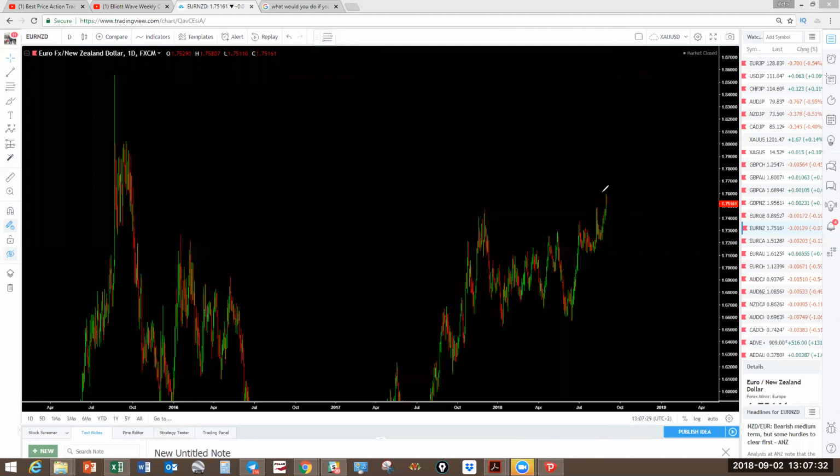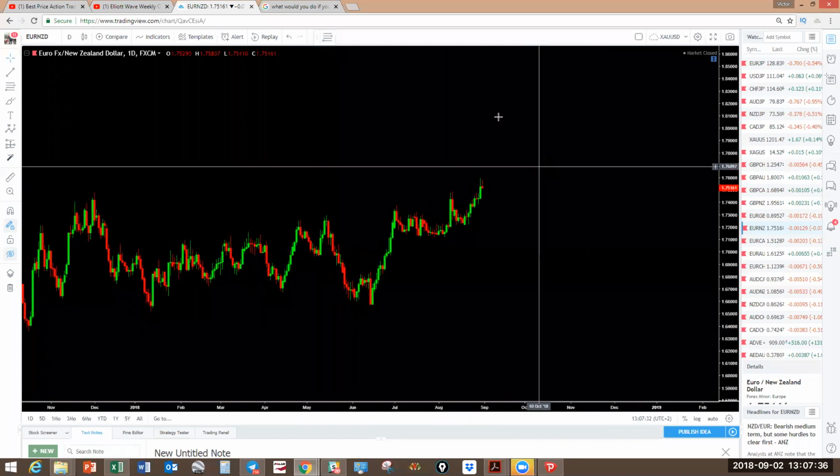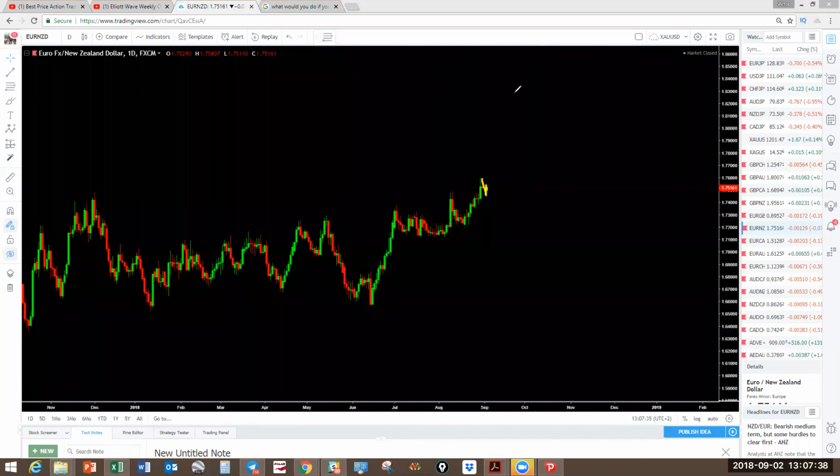Okay, so now what does this look like? Does it look like a reversal? You need to wait and see what you're getting here. If it's a pulsing move, again, we will look for this to come back down to that level. All right, that's Euro New Zealand.